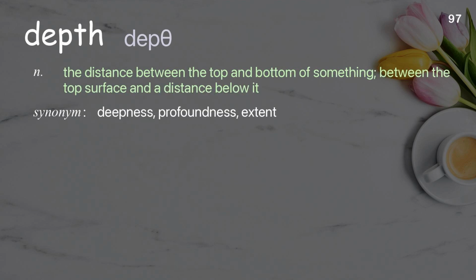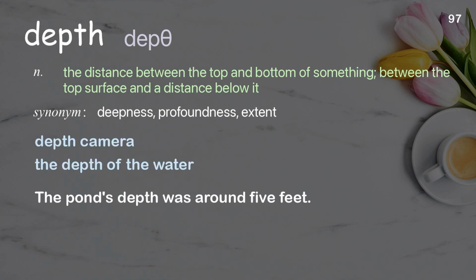Depth. The distance between the top and bottom of something. Between the top surface and a distance below it. Examples: Depth camera. The depth of the water. The pond's depth was around 5 feet.